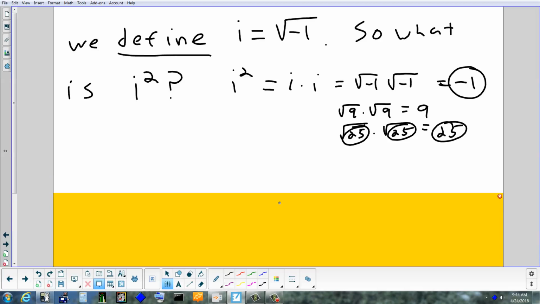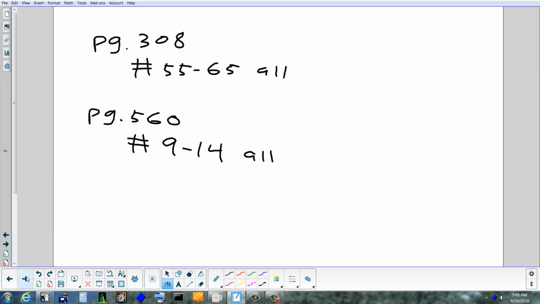Okay, so I think that is a good stopping point for where I want to stop with complex numbers. Tomorrow we'll pick up with multiplying and dividing complex numbers, and then start our last section.